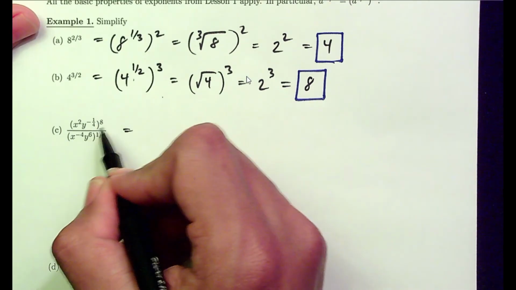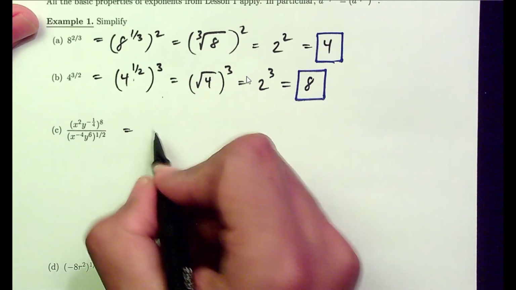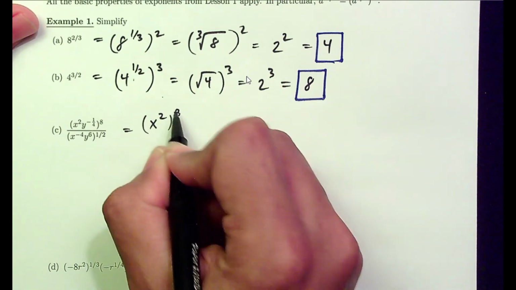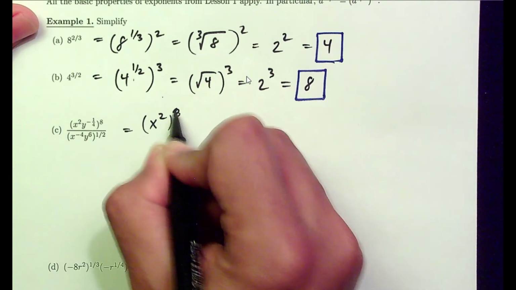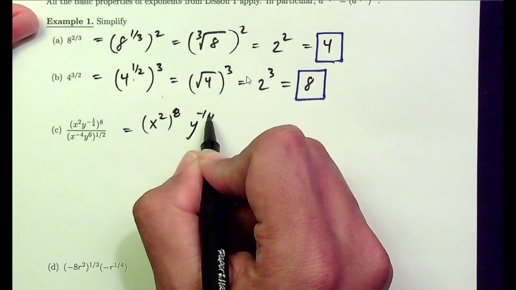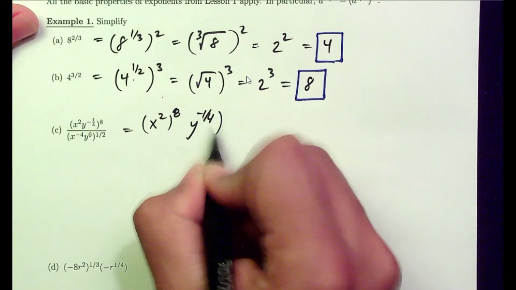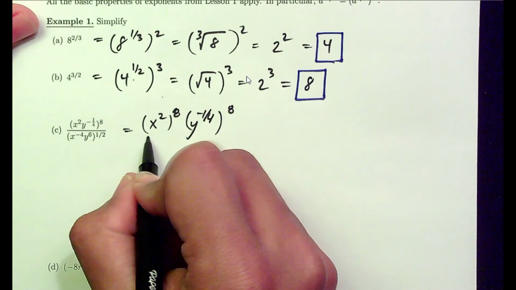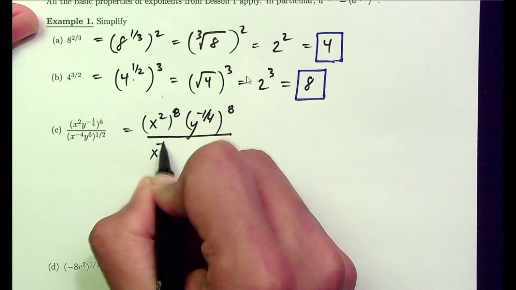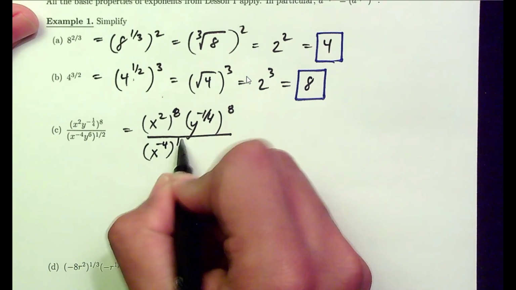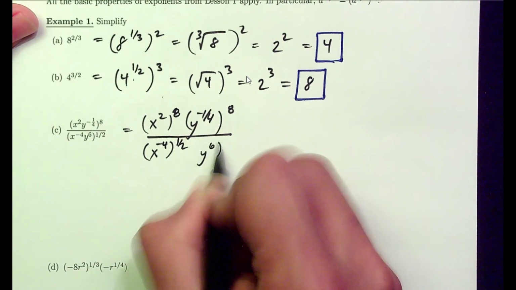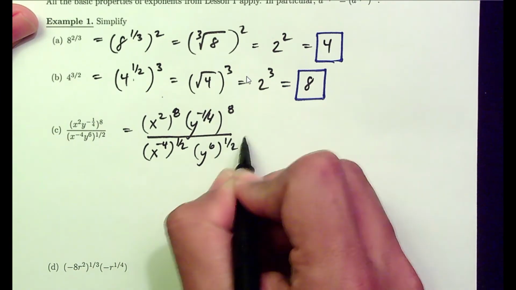So distributing the eighth power across the top, that's the same thing as x squared to the eighth. So everything gets raised to the eighth power. So x squared gets raised to the eighth, and y to the negative fourth gets raised to the eighth. And then for the bottom, I'm going to distribute the 1 half power. So x to the negative 4 gets raised to the 1 half, and y to the 6 gets raised to the 1 half.